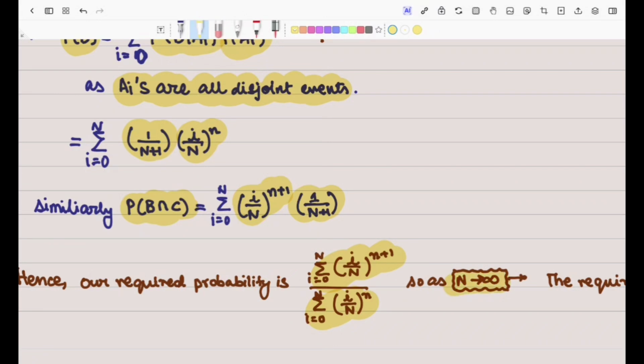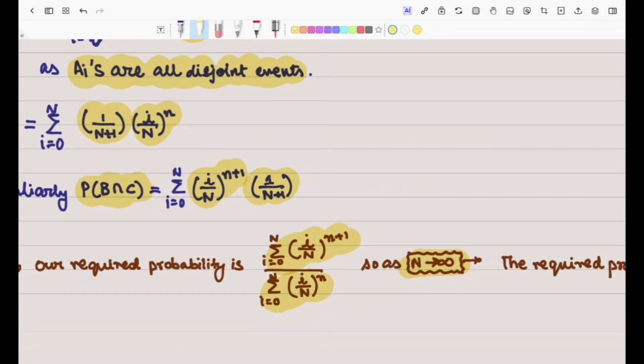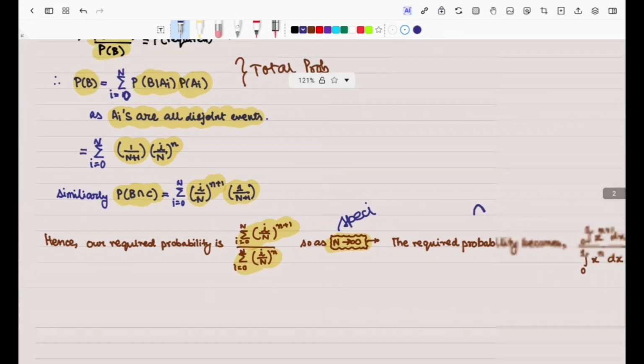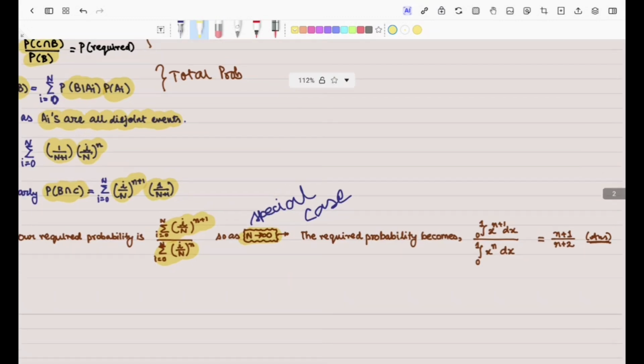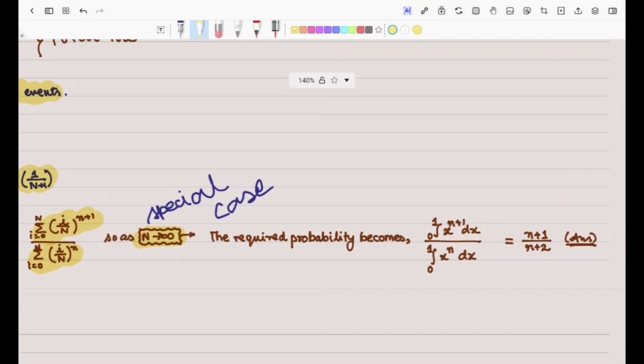Now as n tends to infinity, what happens? This is a special case. Now our problem is solved, but we are trying to understand a special case. Then the required probability becomes this.